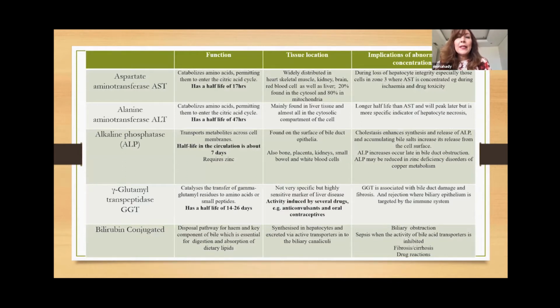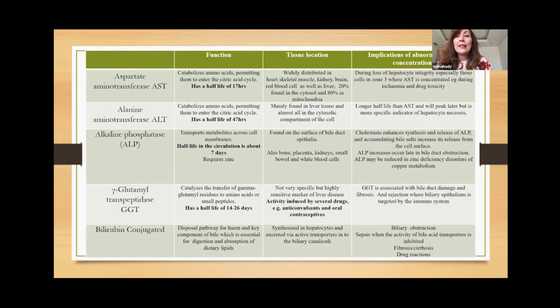Just quickly, to understand the interpretation of the blood tests or liver function tests, the transaminases are responsible for amino acid catabolism and permitting them to enter the citric acid cycle. But the AST has a shorter half-life, so we find that the AST will peak before the ALT in liver diseases. Although the ALT has a delayed peak, it's more specific, because AST is found in cardiac and skeletal muscle, kidney, and brain, so it's not as specific as the ALT.